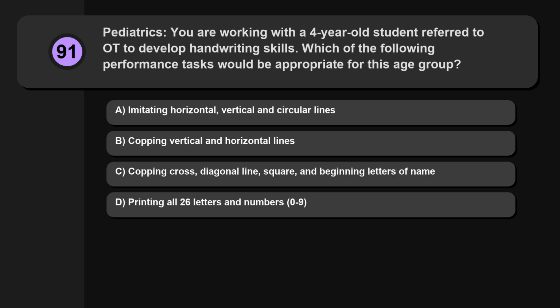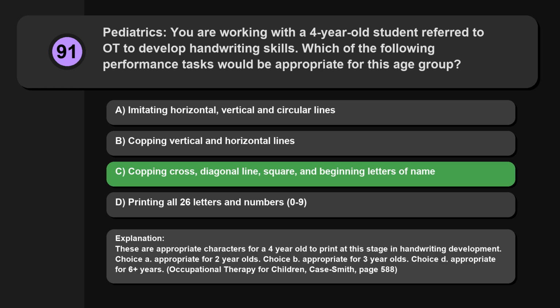Question 91. Pediatrics. You are working with a 4-year-old student referred to OT to develop handwriting skills. Which of the following performance tasks would be appropriate for this age group? Option A, imitating horizontal, vertical, and circular lines. Option B, copying vertical and horizontal lines. Option C, copying cross, diagonal line, square, and beginning letters of name. Option D, printing all 26 letters and numbers, 0 to 9. The correct answer is option C.